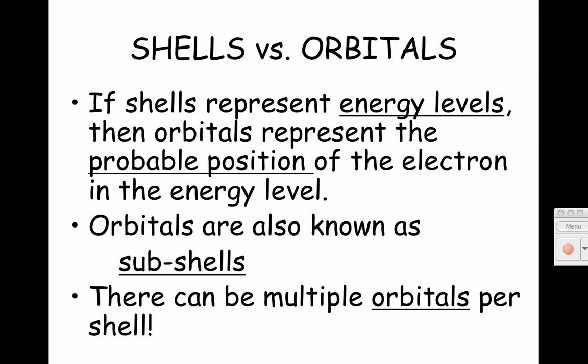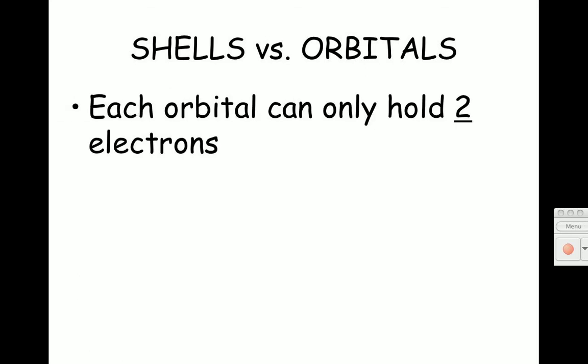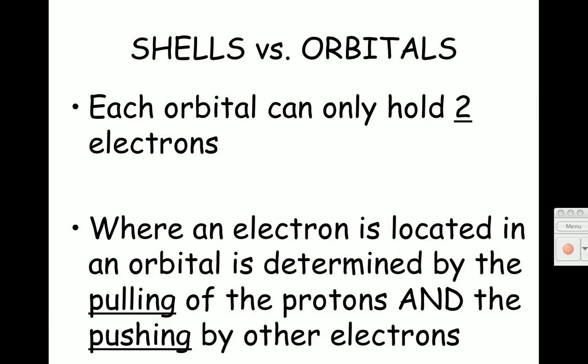No matter what level it's at or what type of orbital it is, each orbital can only hold 2 electrons. And exactly where the electron is located in the orbital is determined by both the pulling force of the protons and the pushing force of the other electrons, that repulsive force.